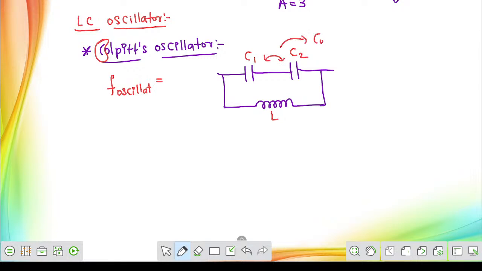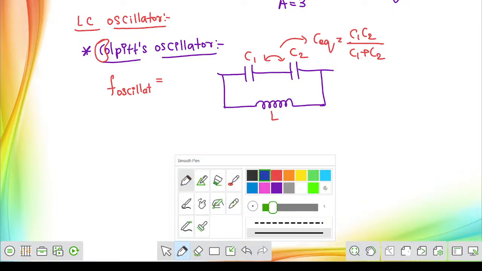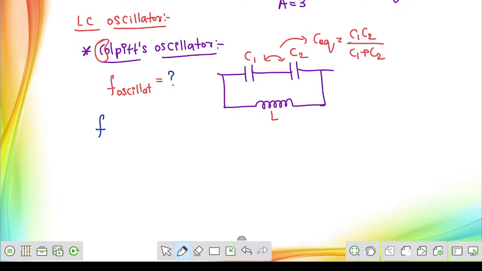If two capacitors are connected in series, then the total capacitor value is going to be C1 into C2 by C1 plus C2. First we calculate the total equivalent capacitor. Once you find that, then you can calculate the frequency of oscillation. What is the frequency of oscillation, sir? I will write it here. Frequency of oscillation will become 1 upon 2 pi into square root of L into C equivalent, where C equivalent is C1 into C2 by C1 plus C2. Don't forget, this is for the Colpitt oscillator.